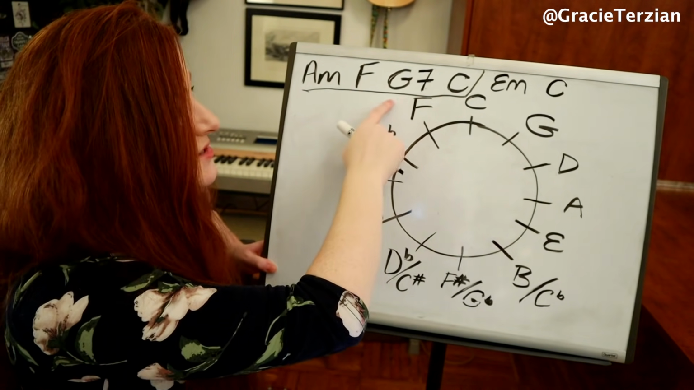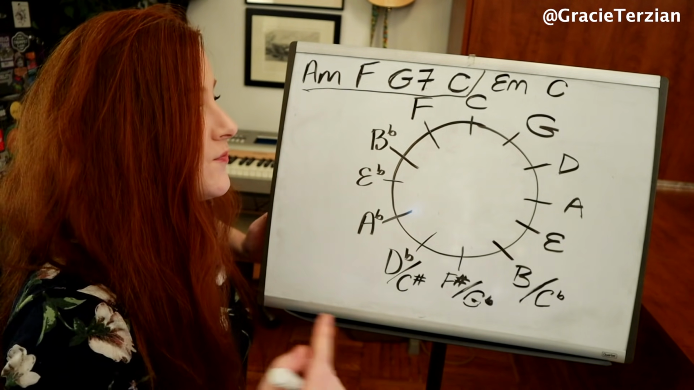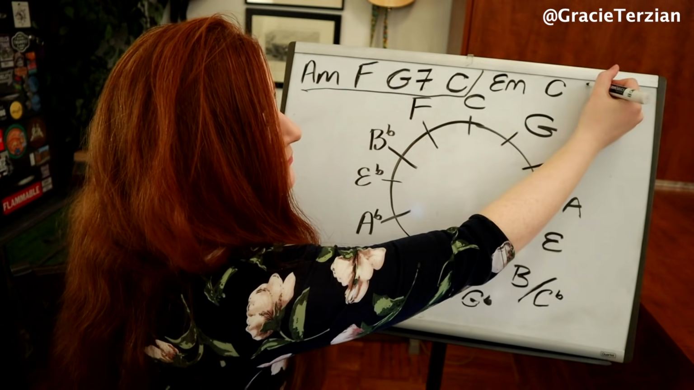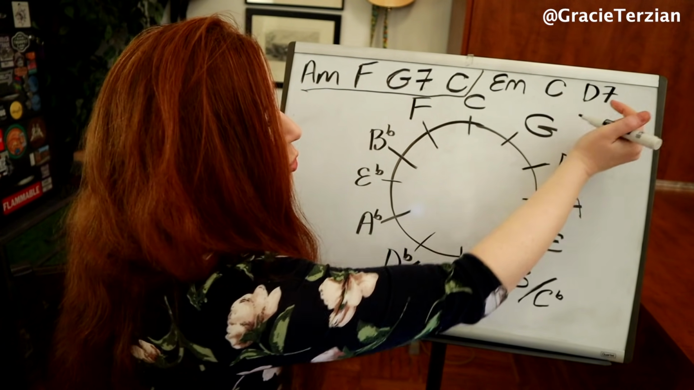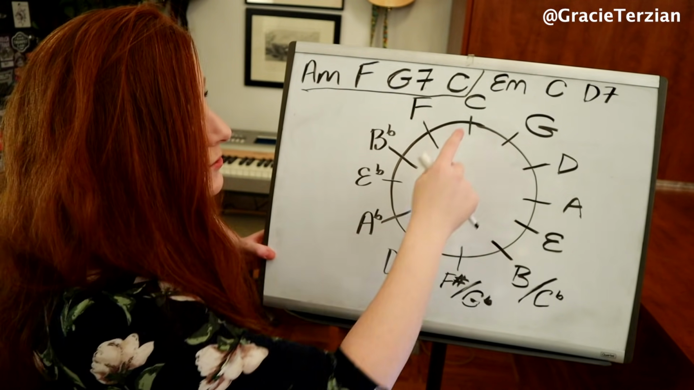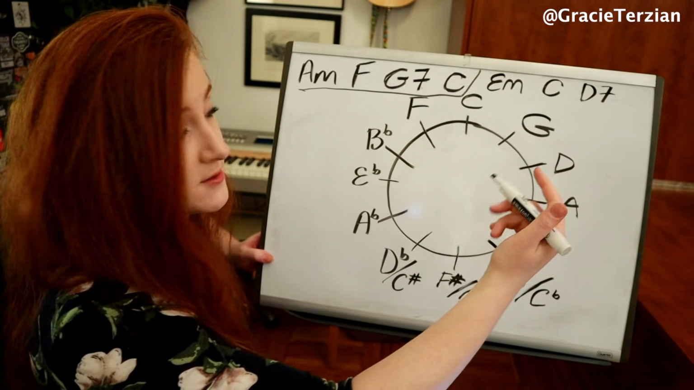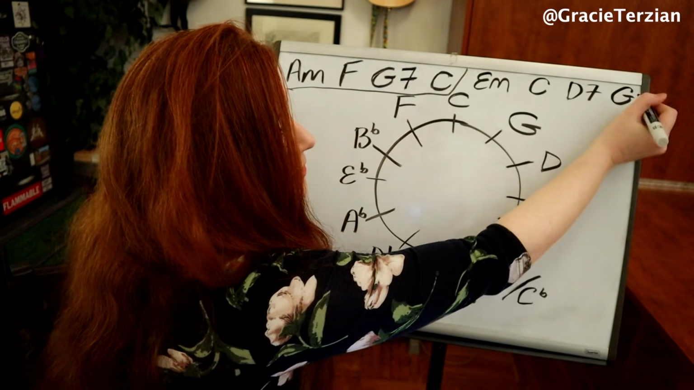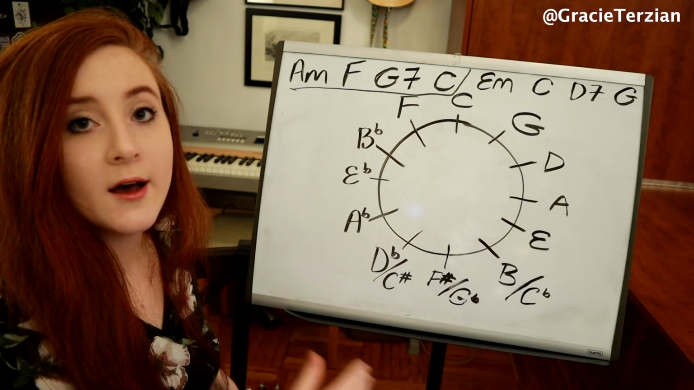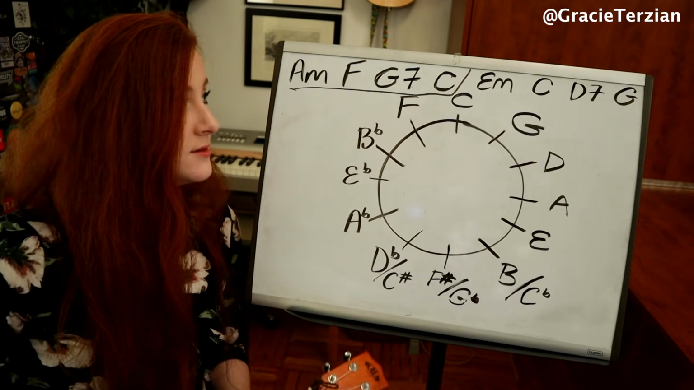What about G7? I want to move that up a fifth too. So I find my G, I move it up a fifth, and it's D, so D7. Cool. What about my C? I want to move that up a fifth. Well, here's my C. I move it up a fifth, and I get to G, so that'll just be G major.